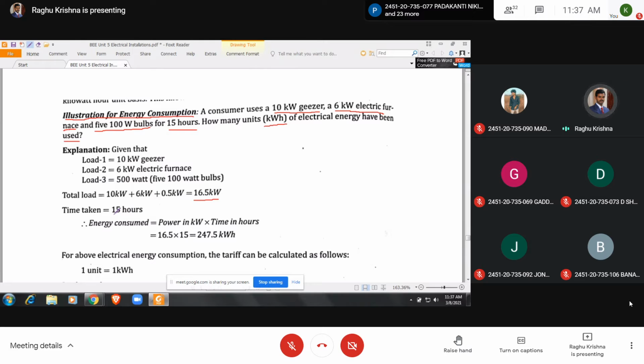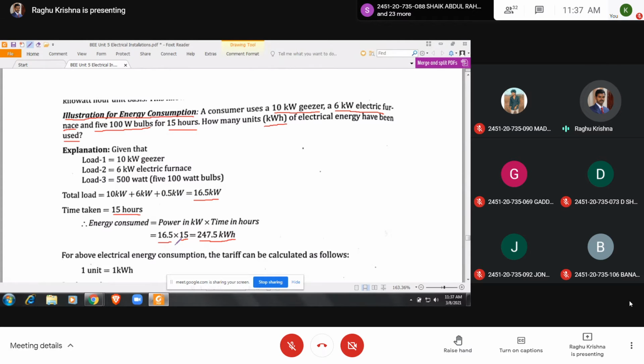So energy consumed is equal to power into time, power in kilowatt into time in hours. Here 16.5 is the power and 15 hours is the time. So the energy consumed is 247.5 kilowatt hour. See the units, kilowatt hour.